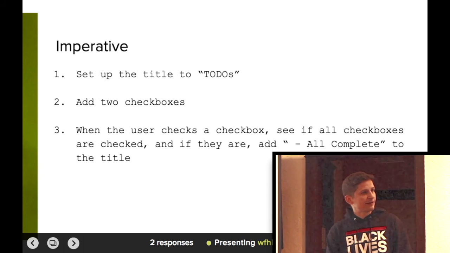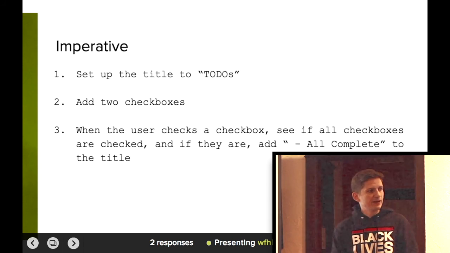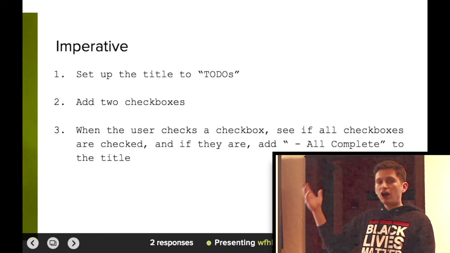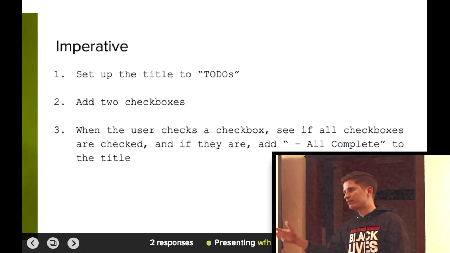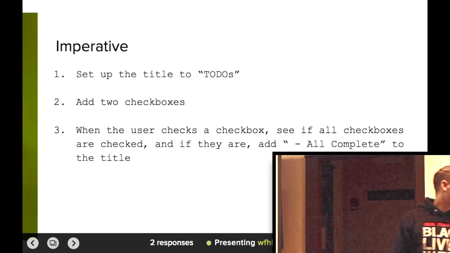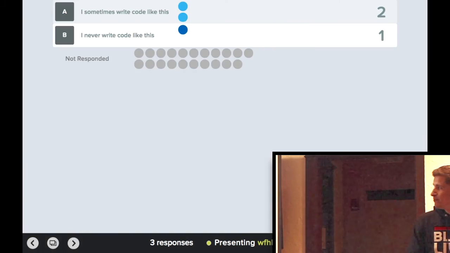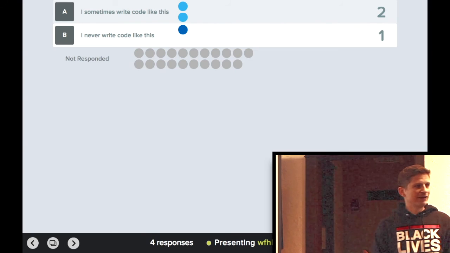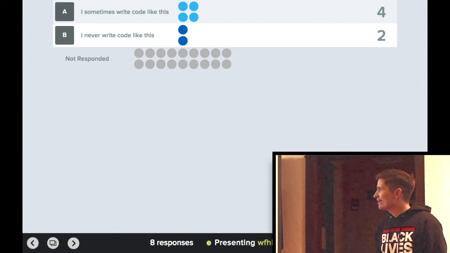Oh, you guys super can't see this. If you get your phones, you can see it on your phone too. And if they are all checked, then add all complete to the title. Right? So you can say on your phones if you want, if you ever write code like this. And I can project the answers, and everyone's so involved. And Joel's writing down the bug report about the layout of the screen.